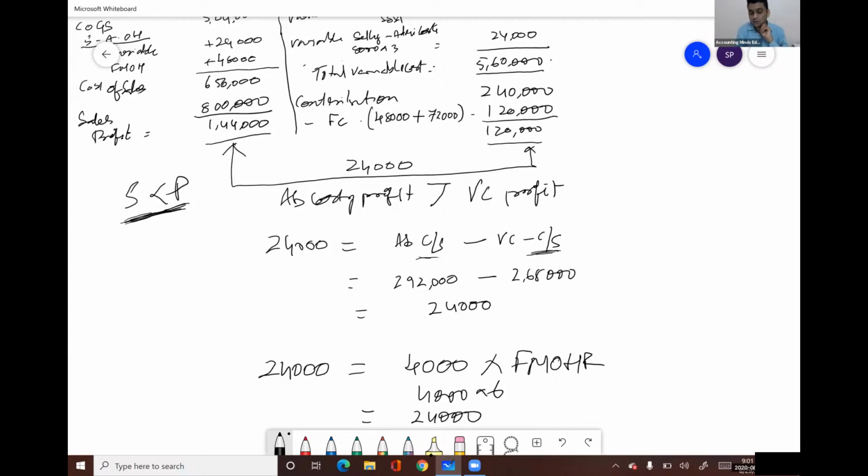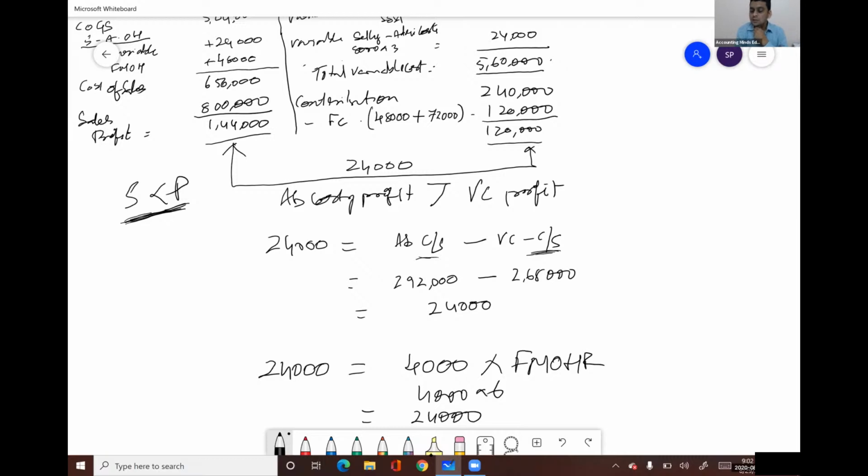Yes or not? Then the question is, what is the difference? The difference is on account of valuation of stocks. So the difference in valuation of stocks will be equal to the difference in profits. Agree?